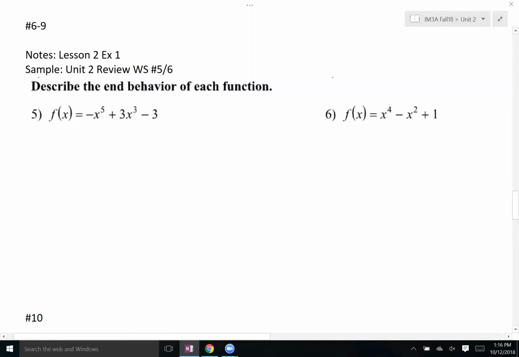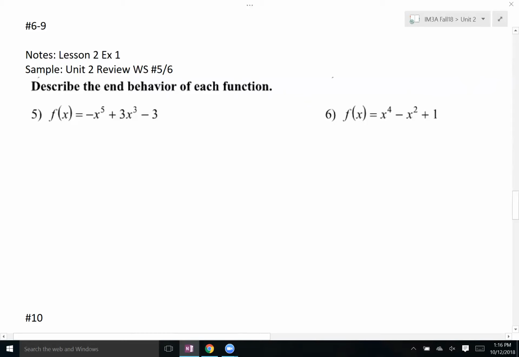The next group of questions on the retake review, so 6 through 9, have to do with end behavior. And so the end behavior questions on the Unit 2 review were questions 5 and 6. And then this comes from lesson 2. Example 1 followed this structure. The big table at the top talks about the arrows. And so you'll just have to draw arrows for this one. It won't be matching the way that the test was.